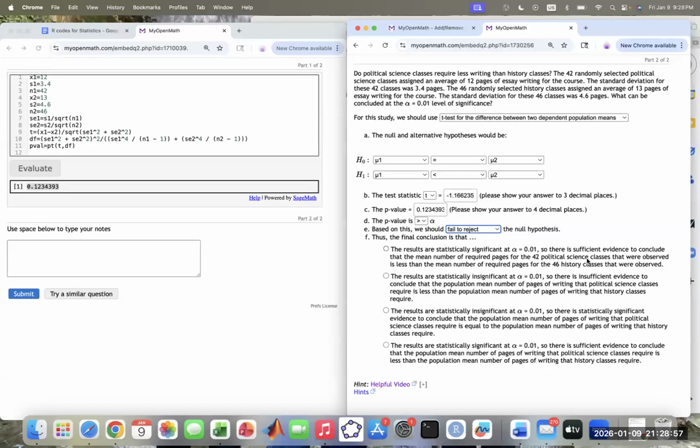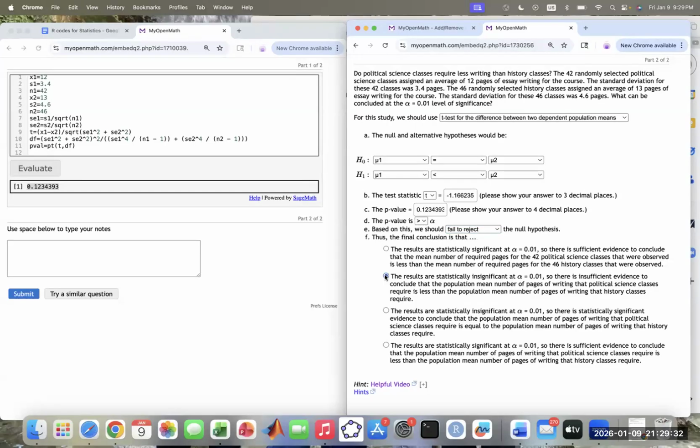So we're going to look for the sentence. It says this is insignificant to conclude that the population of the writing class require less than writing a political science class is less than that part here. So we don't have enough evidence to do that. So we're going to choose this one right here.